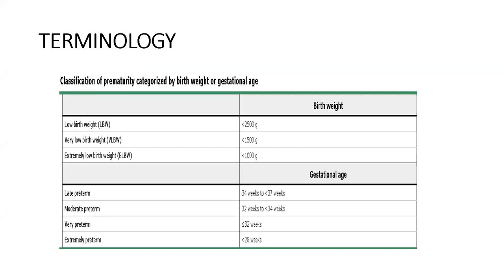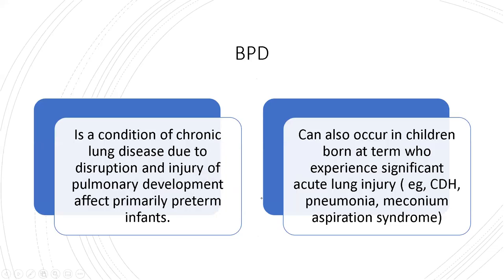Okay, before we start bronchopulmonary dysplasia, there's some terminology every one of us should be aware of, especially low birth weight baby, any baby less than 2,500 grams or 2.5 kilograms. Extremely low birth weight baby, or ELBW baby, that means any baby less than 1,000 grams or 1 kilogram. A very low birth weight baby, any baby less than 1,500 grams. An extremely premature baby, any baby less than 28 weeks gestation, and then a late preterm baby from 34 to 37 weeks.